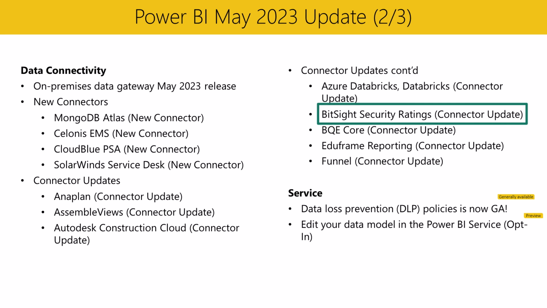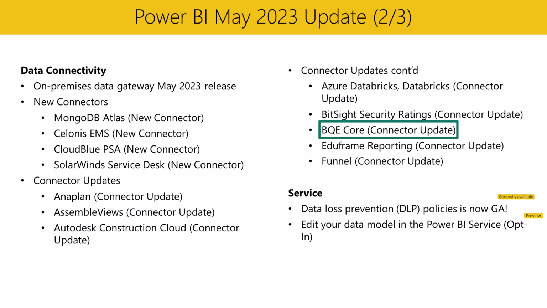BitSight Security Rating Connector updates include adding a column called Details that offers additional information about security vulnerabilities and findings and some bug fixes. BQE Core Connector has an updated API endpoint to retrieve contact information. EduFrame Reporting Connector updates have added teachers as a resource, renamed blocks to personal program elements, and added a function to fetch EduFrame specific user authentications. And lastly, the Funnel Connector has updated labels and help text to be more in line with the Funnel app. This includes renaming account to workspace and view to data share.